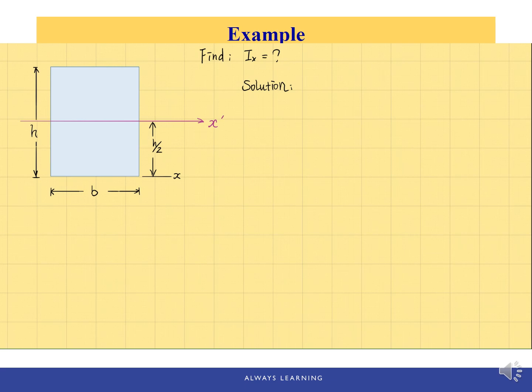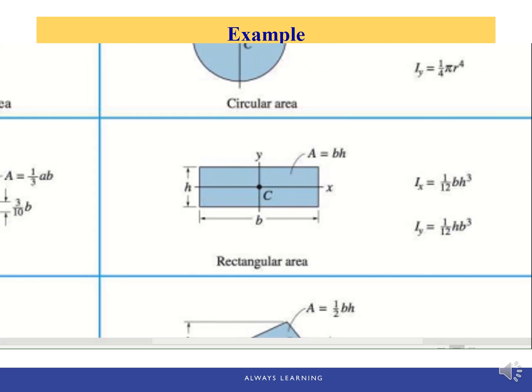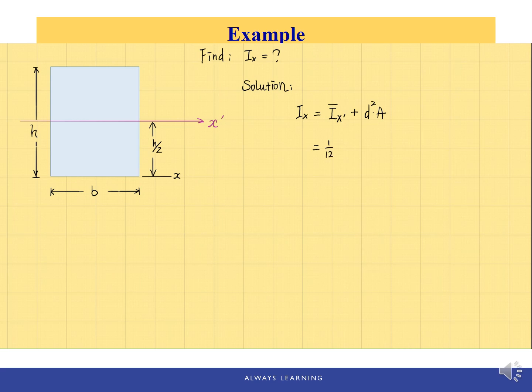To find the moment of inertia about the x-axis, we use this formula: I of x equals the moment of inertia about the centroidal axis, I bar x prime, plus the distance between the two axes squared times A. Now we've figured out all the terms, and based on the formula or from this table, we know that moment of inertia is 1 over 12 times b h cubed. So we just need to substitute the numbers in: 1 over 12 times b times h to the third power, plus the distance between the two parallel axes, h over 2, squared, times the total area, which will be b times h.